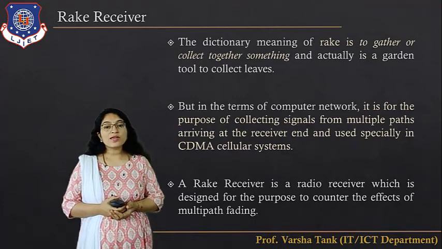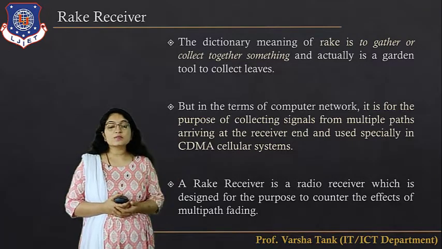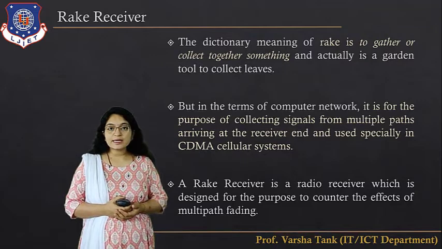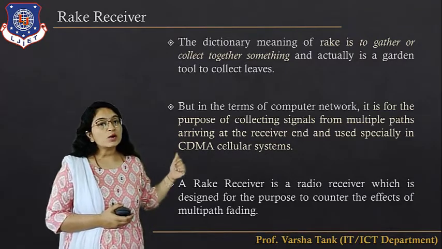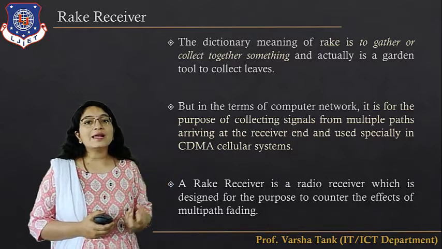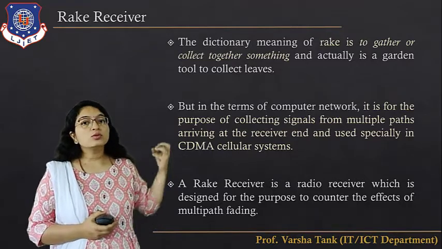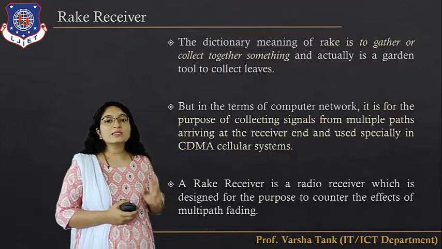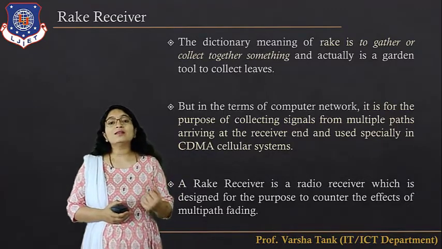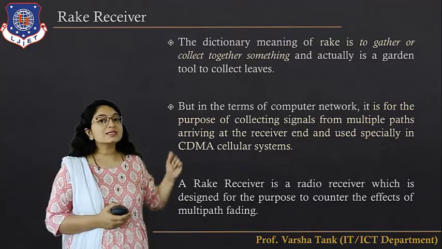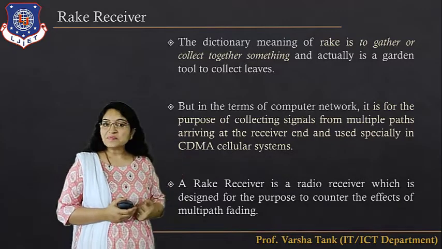In the last lecture also we discussed the rake receiver in space diversity. So what is a rake receiver? The dictionary meaning of rake is to gather or to collect something. Okay, so gather or collect something together. Actually it is a garden tool to collect the leaves.